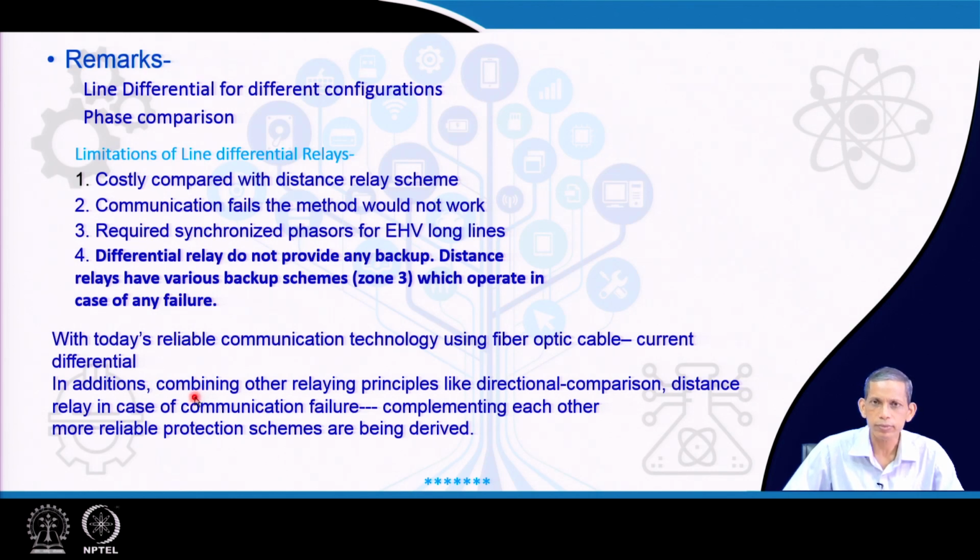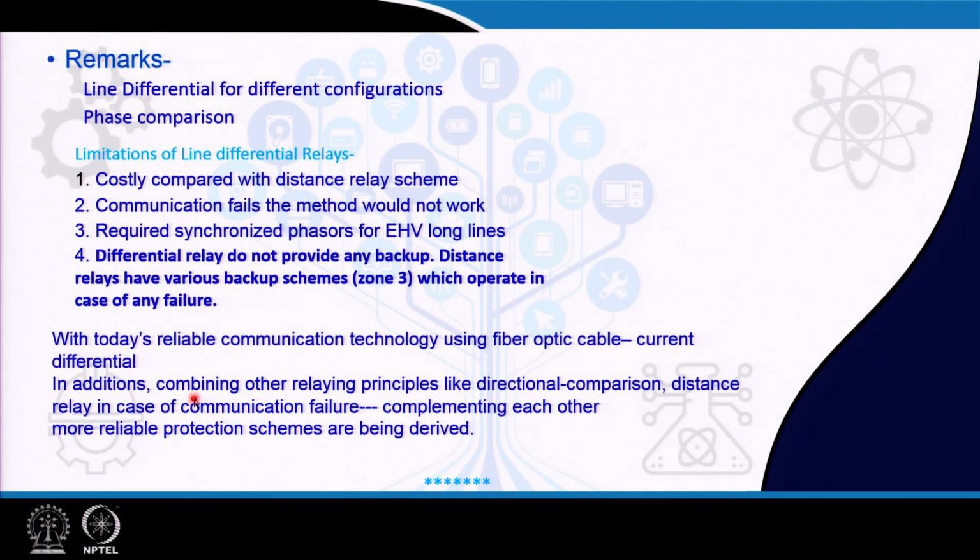In addition, with the communication facility available, we can combine other relay principles like directional comparison, including distance relay applications, even during communication failure. We can integrate a number of principles in the same relay module and make the corresponding decision process more reliable. These principles complement each other, and therefore the accuracy, the precision, or the reliability of the protection schemes becomes more enhanced.